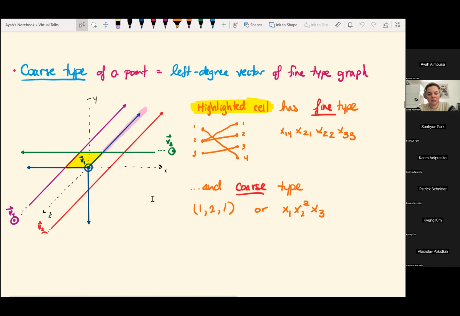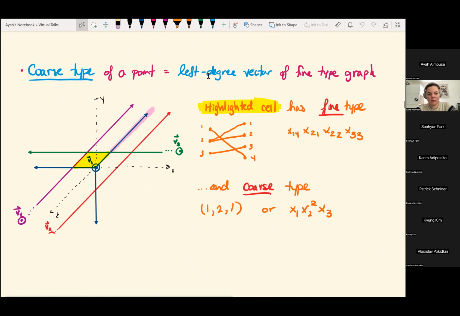And you can consider the coarse type instead. The coarse type is just the left degree vector of the corresponding bipartite graph for the fine type. So it's like you're only remembering, how many hyperplanes am I on side 1 of, how many hyperplanes am I on side 2 of, how many hyperplanes am I on side 3 of, right? So here the coarse type is 1, 2, 1, or you could just think of it as this monomial, right? So the fine type will always be like a square free monomial, but the coarse type kind of collapses in some ways. Now you're only remembering the first index. So I get 2 things that correspond to x2.